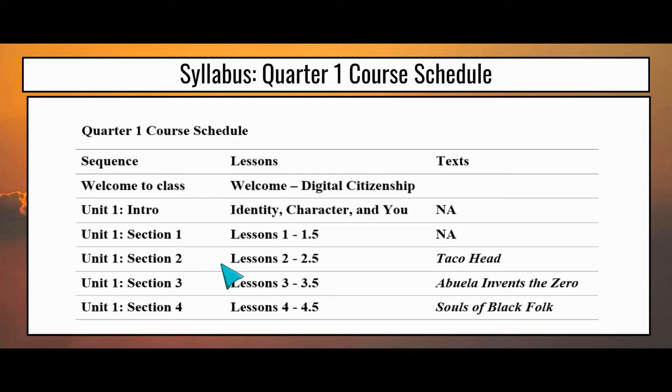Unit 1, Section 2 is lessons 2 through 2.5, and the text to be used in that instruction will be Taco Head. Lessons 3 through 3.5 will be covered in Unit 1, Section 3, and the text that we'll be using for that is Abuela Invents the Zero. And then finally, Unit 1, Section 4 will cover lessons 4 through 4.5, and the text we'll be using for that is Souls of Black Folk. And then at the end of Unit 1, we're going to have a district writing assessment.